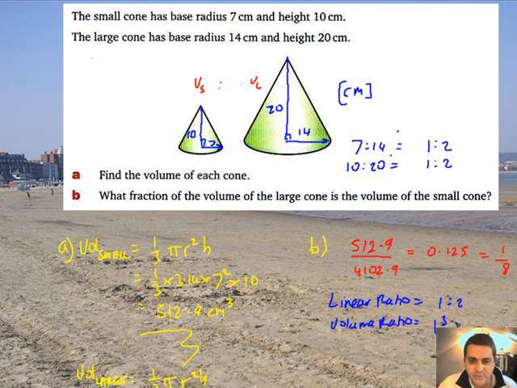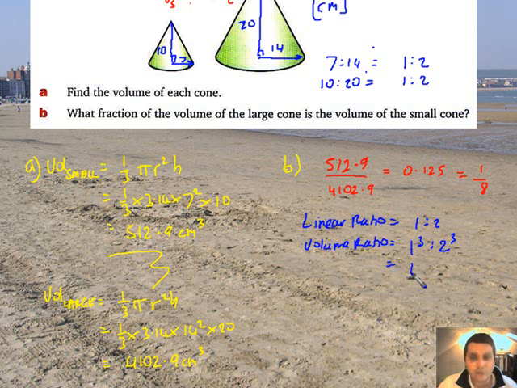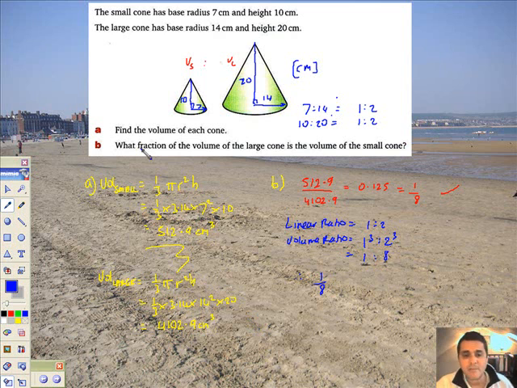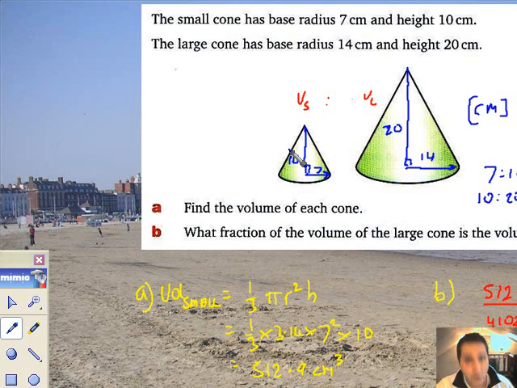It's going to be 1 cubed compared with 2 cubed. And 1 cubed of course is 1, and 2 cubed of course is 8. Therefore the little one has a volume of 1, whereas the volume of the big one is 8 times as large. Therefore I get my 8th that way as well. Okay, that's beautiful, isn't it? So I could have worked out part B without the knowledge of the volume of the small and large cones.